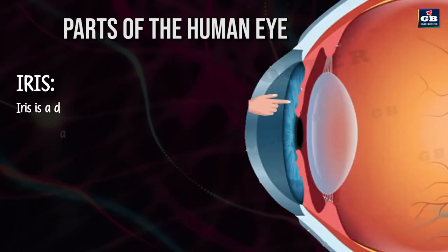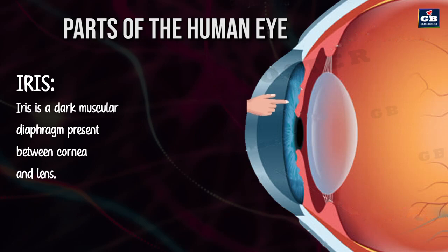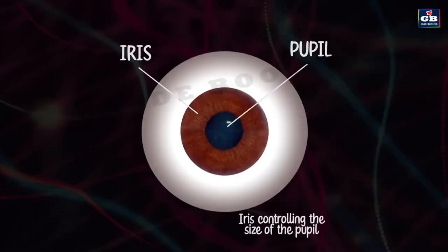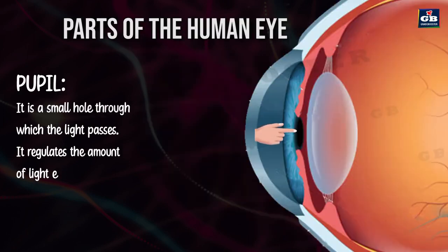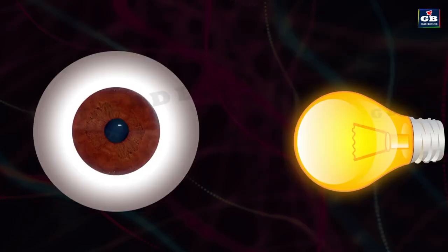Iris. Iris is a dark muscular diaphragm present between cornea and lens. It controls the size of the pupil. That means the iris can make the pupil big and small. Pupil. It is a small hole through which the light passes. It regulates the amount of light entering the eye.